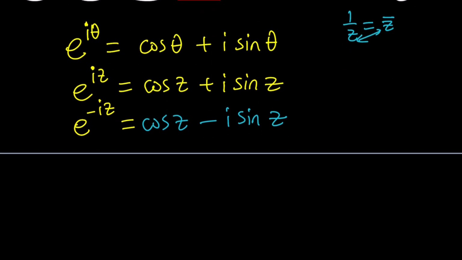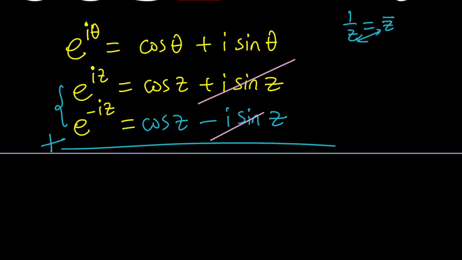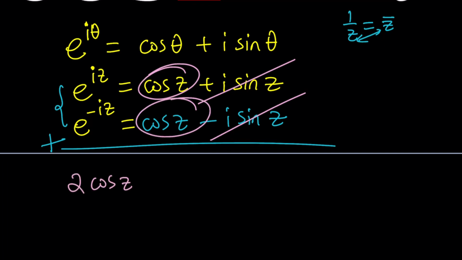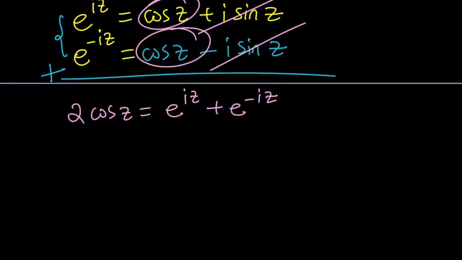Now let's consider these two equations and add them, and then we're going to be able to cancel out the i sine z's. We get 2 cosine z equals e to the power iz plus e to the power negative iz. My goal is to get to cosine from here, so let's divide both sides by 2, and that's going to give us the formula.